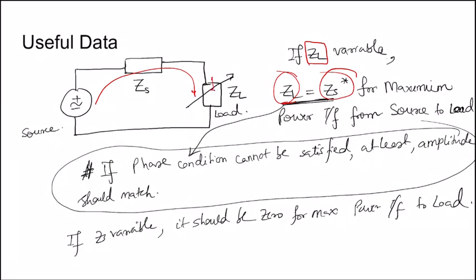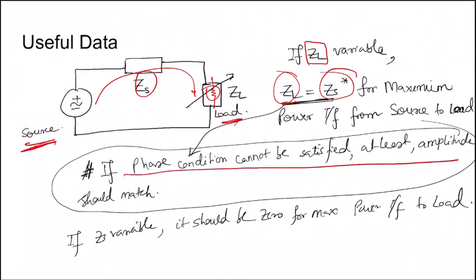But if, for example, there is a resistance here, it cannot be the conjugate of this. So at least in that case, the magnitude of resistance should be equal to the magnitude of this impedance, so that maximum power is transferred from source to load. So if the phase condition cannot be satisfied, then at least the amplitude condition should be satisfied and should match with the internal impedance magnitude of the source.